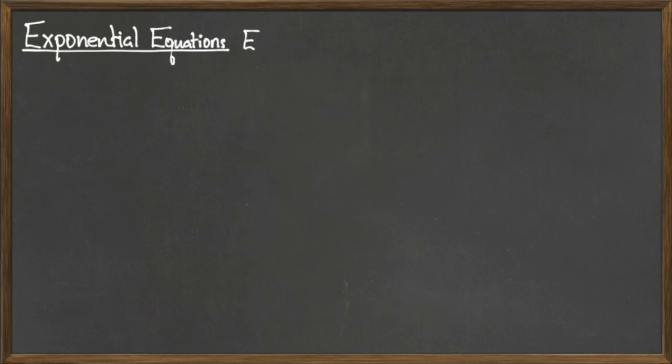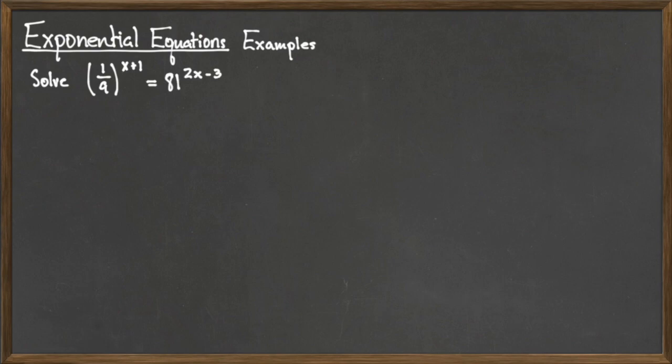These next two examples show us how to actually locate the common base between two expressions. Let's look at the equation 1 over 9 to the x plus 1 equals 81 raised to the 2x minus 3. Pause the video for a moment if you need to and try to think about what that common base might be. When we think about it long enough, we might realize that a common base of 9 would be very helpful here.